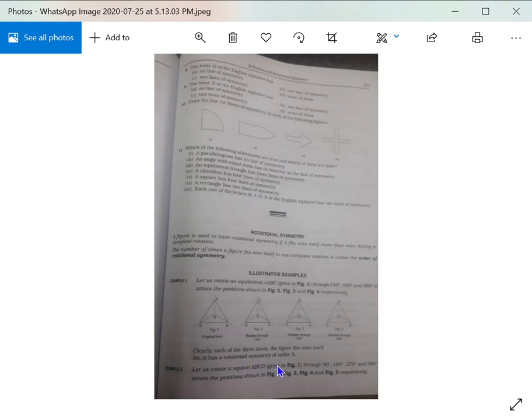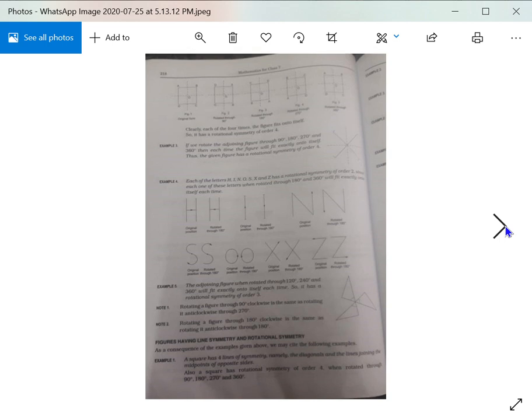Let us rotate a square ABCD. The figure is given on the next page. Rotated through 90, 180, 270 and 360, it attains the positions in figures 1, 2, 3, 4. Let us see. This is the original position of the square. This is at 90 degrees, 180, 270 and 360 degrees. So the order of rotation is 4 and the angles of rotation are 90, 180, 270 and 360.